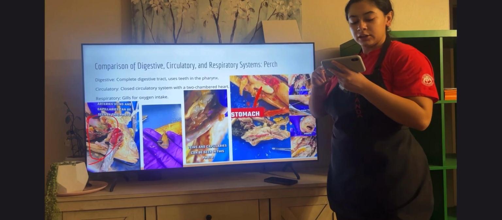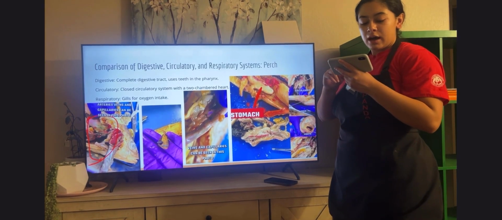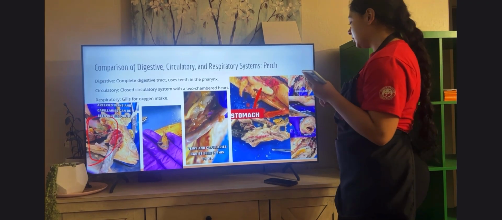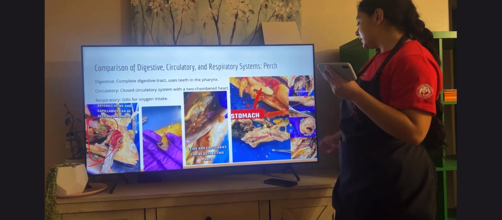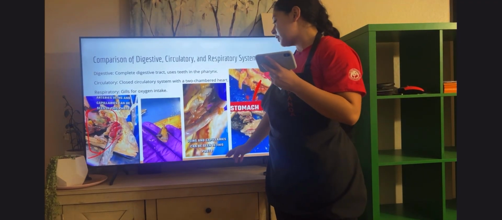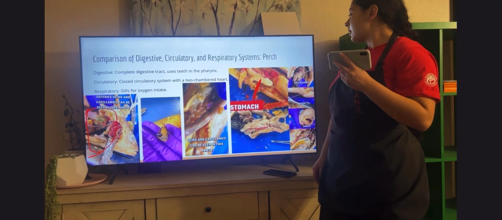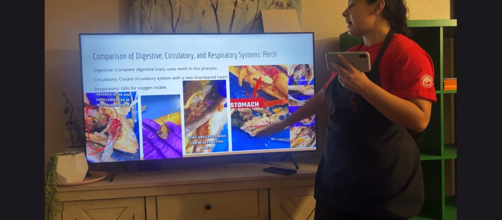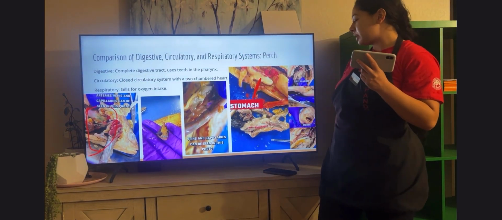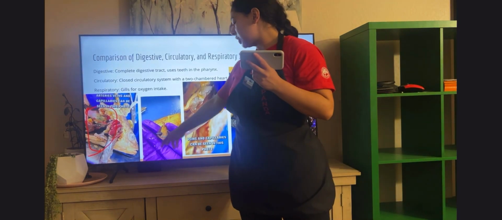And for their circulatory system, the perch has an open system as well. And right here you can see those veins and capillaries in this picture. Or sorry, they have a closed circulatory system with a two-chambered heart. Right here you can see that two-chambered heart.